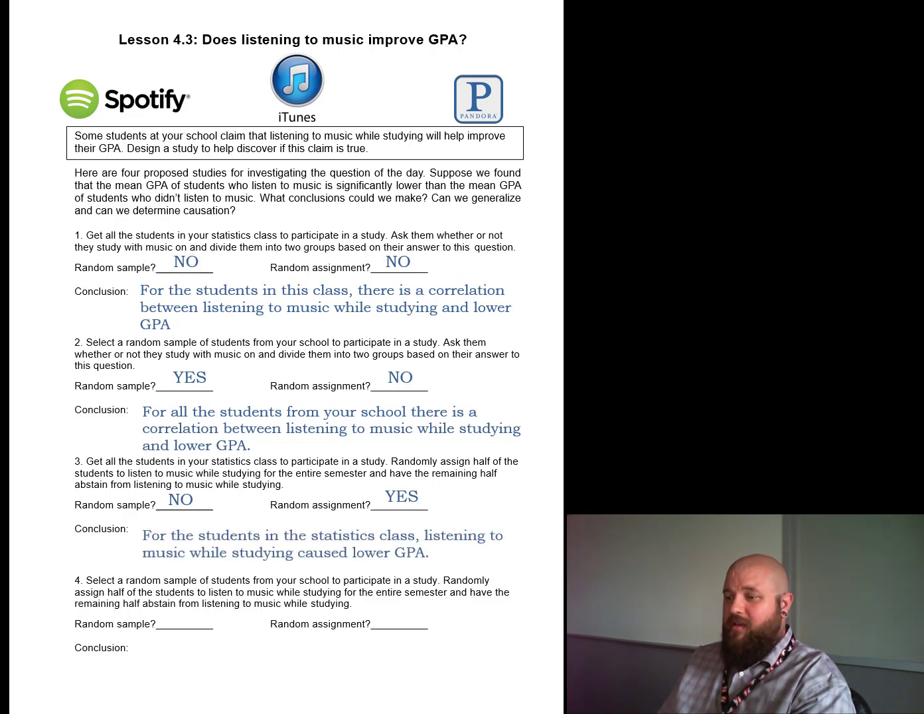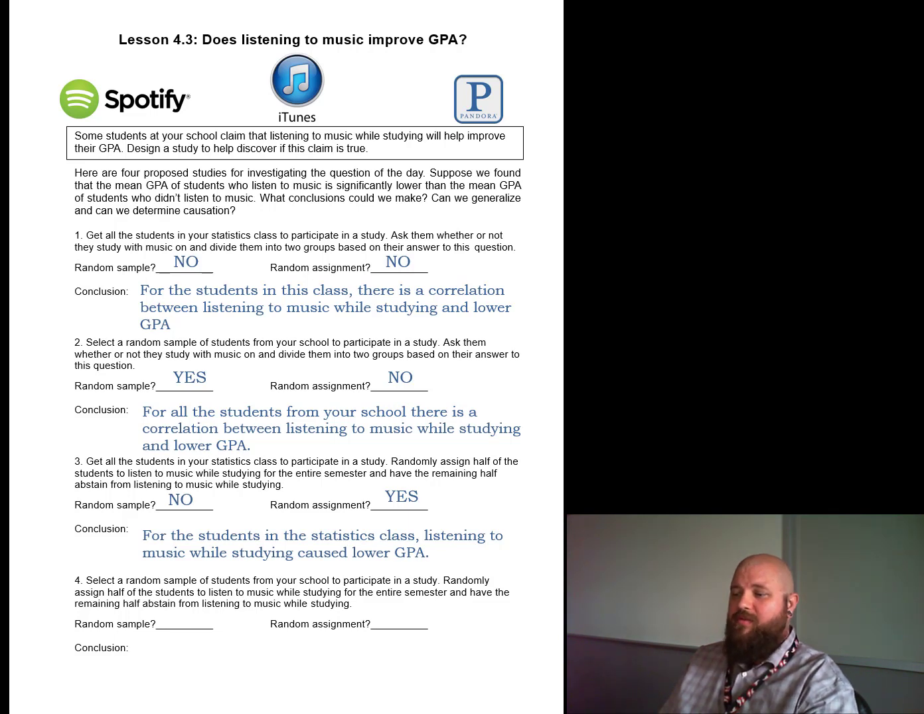So with that, the conclusion for the students in the statistics class is that listening to music while studying caused lower GPA. And the reason I'm saying it caused that is because, again, the initial problem says overall that, according to the statistics for this problem, it proved that it lowered their GPA. So I would be able to verify that by doing that type of study in my class.